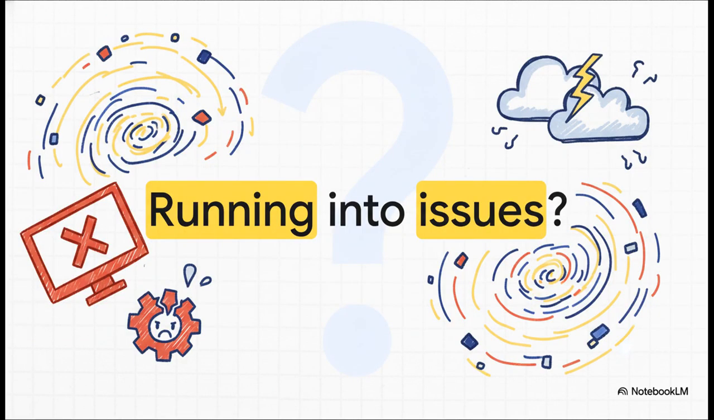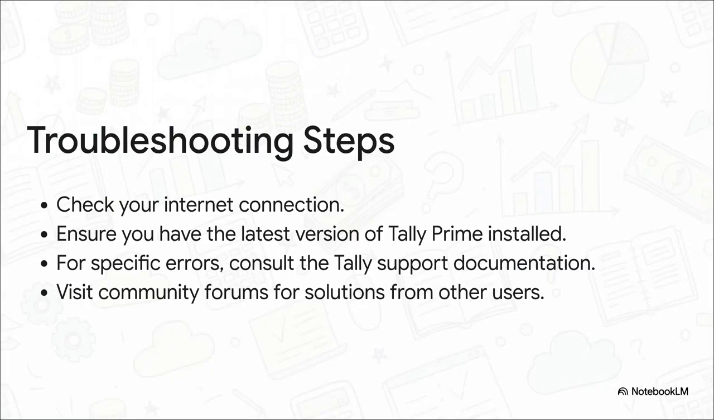But what happens when you run into issues? You get a weird error message or something just isn't working right. It happens. But don't worry, there are some easy first steps to take. Okay, before you start pulling your hair out, just run through this quick checklist. First, the obvious one. Check your internet connection. Is it stable? Next, make sure you have the latest version of Tally Prime installed. Updates often fix common bugs. If it's a specific error, the official Tally support documentation is your friend, and don't forget about the community forums. Chances are someone else has had the exact same problem, and you can find a solution there.